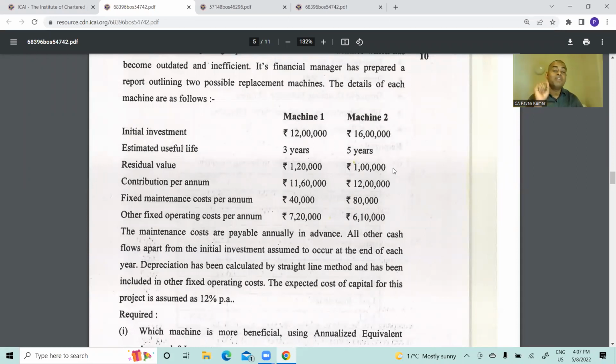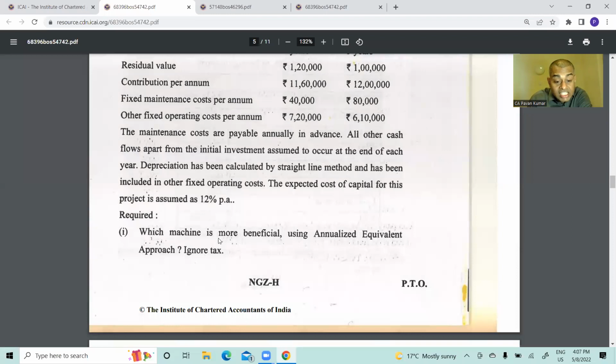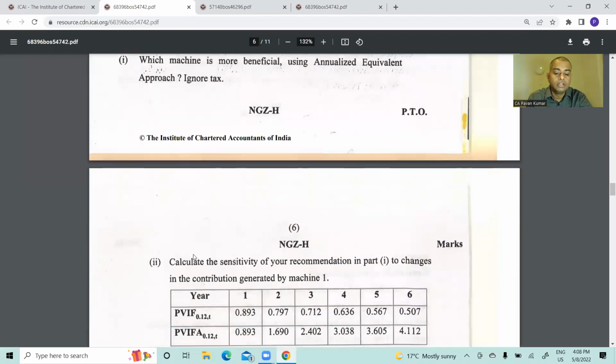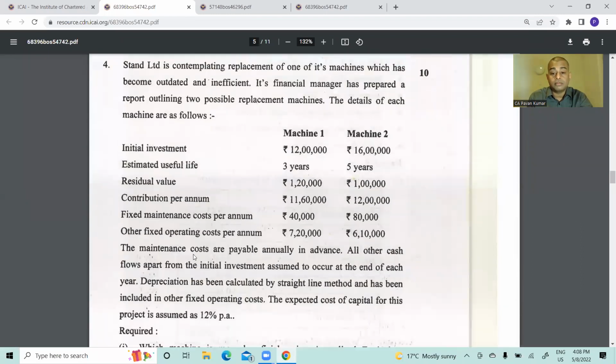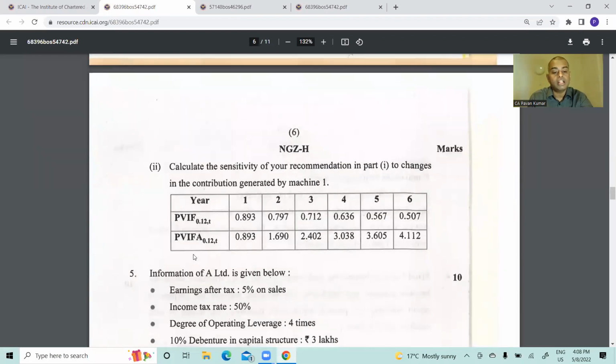So you'll calculate equated annual benefit. Look here. Which machine is more beneficial using the annualized equivalent approach? You have to calculate NPV divided by present value annuity factor. Then you need to write that the equated annual benefit is so and so. If you cannot calculate equated annual benefit, you have to calculate the equated annual cost and write the answer. So this is one part. Second part also they have given.